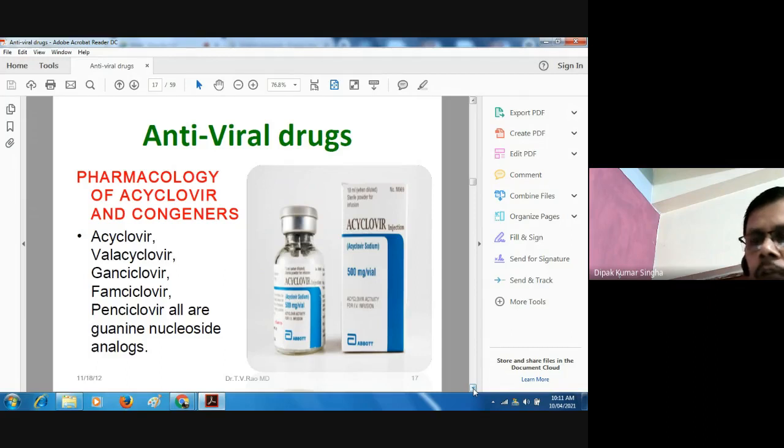Now the pharmacology of Acyclovir. Because Acyclovir is the prototype, you can learn it thoroughly, and after that you can relate the differences between Acyclovir and the other antiviral drugs. Acyclovir, Ganciclovir, these are all guanine nucleoside analogs. In nucleic acid there are bases: one is the purine base, another the pyrimidine base. Purine bases are adenine and guanine, and pyrimidines are cytosine, thymine, and uracil. This type of antiviral drug like Acyclovir and Ganciclovir are basically analogs of the guanosine base, and these are different forms also.